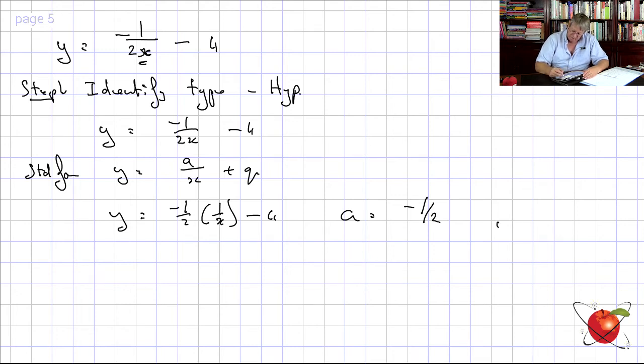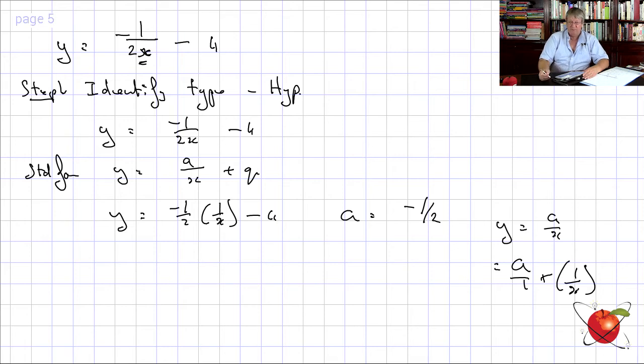Because remember we had y equals a over x. That is a over 1 times 1 over x, isn't it? So I've removed it just to make it clear for myself. Obviously, as you do more, you won't need to do that. I'm just showing you where it comes from at this stage. When you're starting to get into this, you immediately will see that it's minus a half. Okay, so now we've got it into standard form.